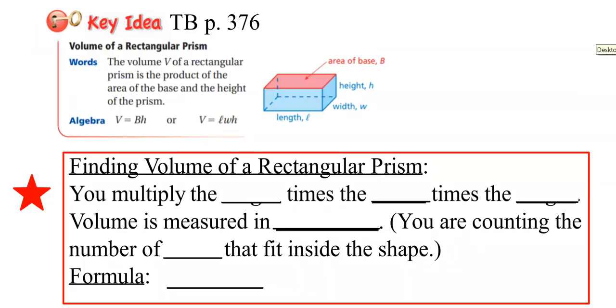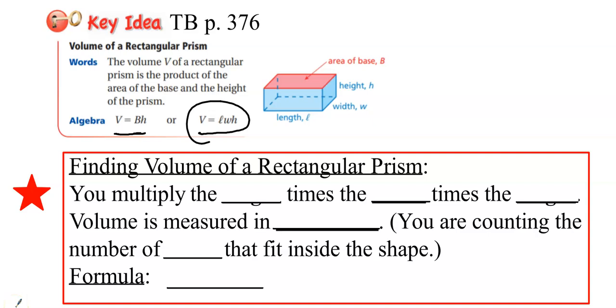Okay, so the key idea is on page 376 of your textbook. And notice that there's words and there's algebra, and it might be a little confusing because there's 2 different formulas. Most of the time, we're just going to think about volume being length times width times height. You can't go wrong with that.